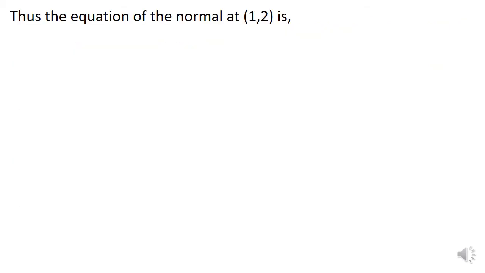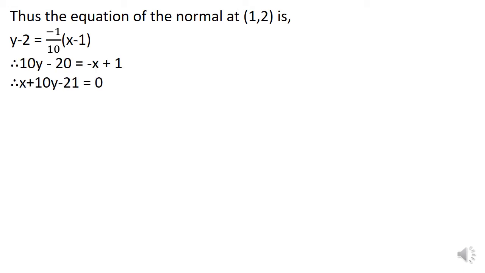Thus the equation of the normal at (1, 2), we use the formula y minus y1 is equal to m into x minus x1, and thus get this, cross multiplying and solving further. Now in the question they have given the equation x plus 10y plus 21 is equal to 0. So obviously the given statement is false.